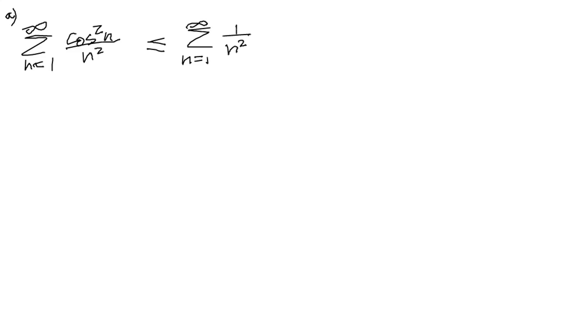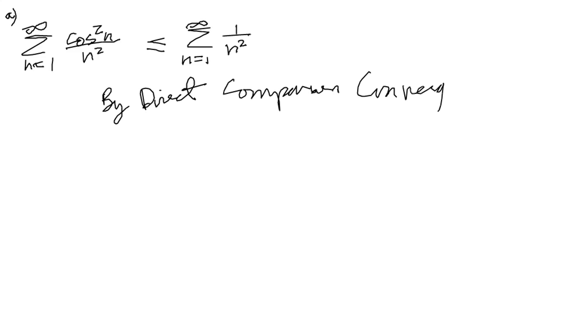So we have a series that's less than or equal to a known to be convergent series. This is a P series with P equal to 2. So by direct comparison, it's convergent. Okay, it's less than or equal to a convergent series. So that was not too bad.